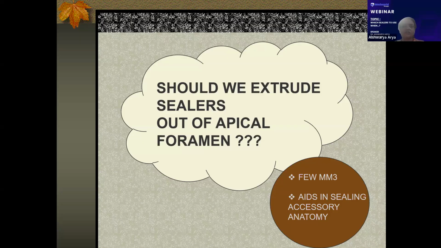So make sure that sealers do help in providing sealing to the accessory anatomy of the root canal, but do not extrude any kind of material outside the root canal, whether you're doing an over-instrumentation, or pushing the debris, or pushing your calcium hydroxide medicaments or any kind of sealers. It is not considered to be advisable.